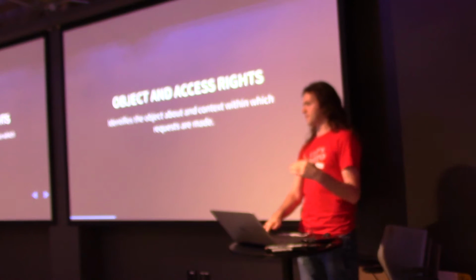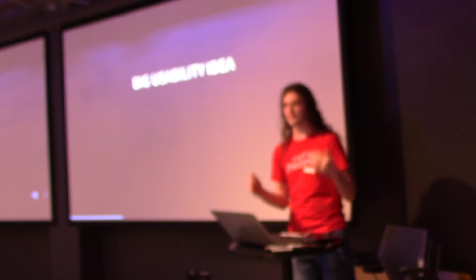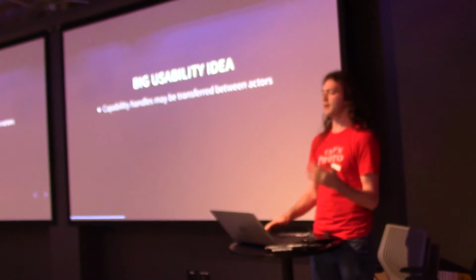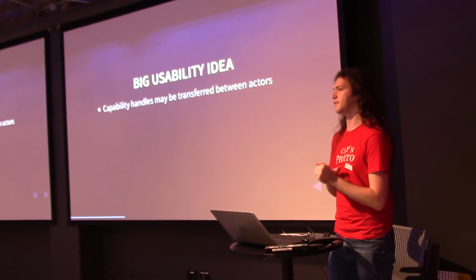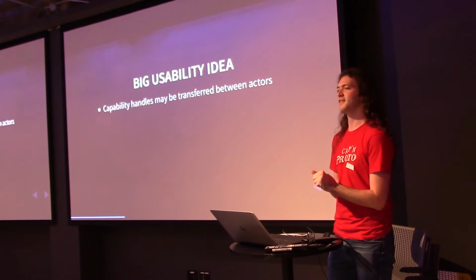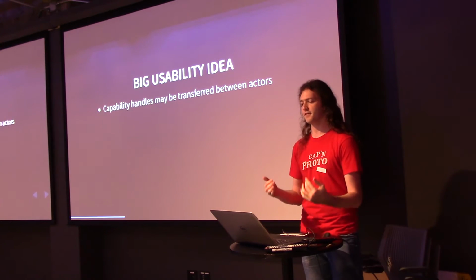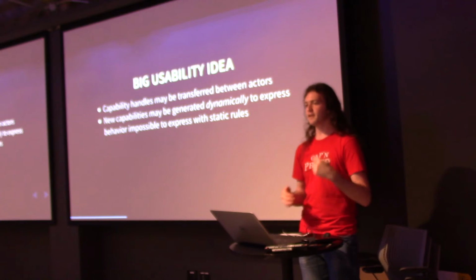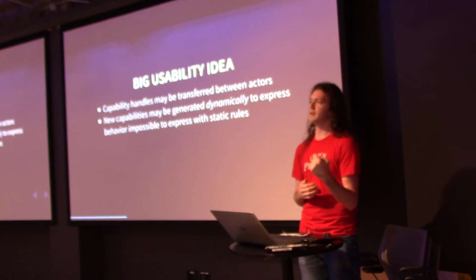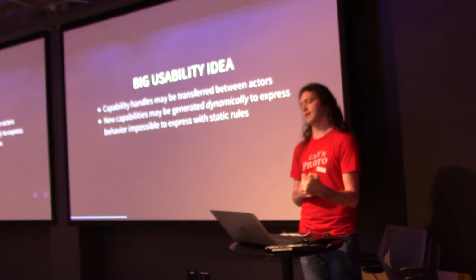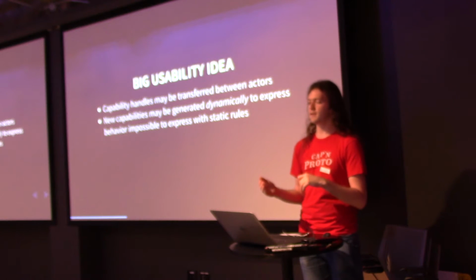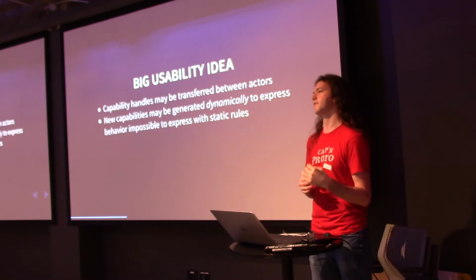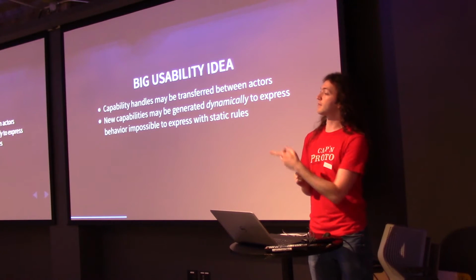So we went through that definition. What's the big idea? The big idea for usability is that capability handles can be transferred between actors because delegation is super important for people actually getting real work done. And then there's also that new capabilities can be generated dynamically at runtime to express grants of permission that are impossible to express with static rules.